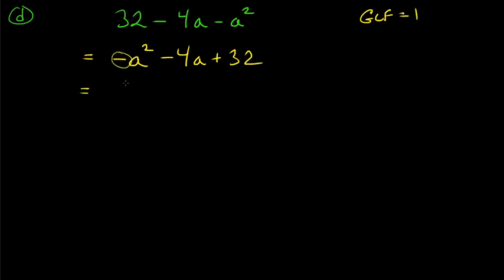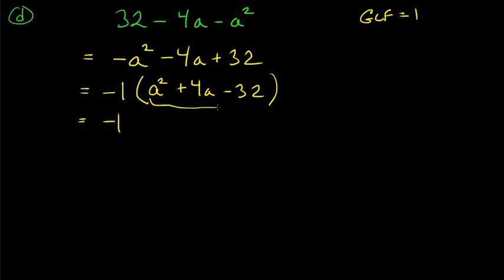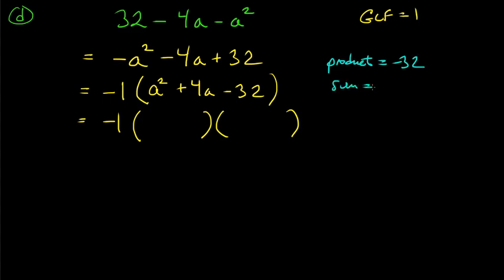And now that we have the negative in front, we should factor out the negative, right? Think of it as a negative 1. And when you factor that out, you're just left with a squared plus 4a minus 32. Okay. So a squared plus 4a minus 32. This is a trinomial, right? So 3 terms. So it looks like we should be able to factor it by looking for 2 numbers, right, whose product is negative 32. And we're looking for a sum of positive 4.